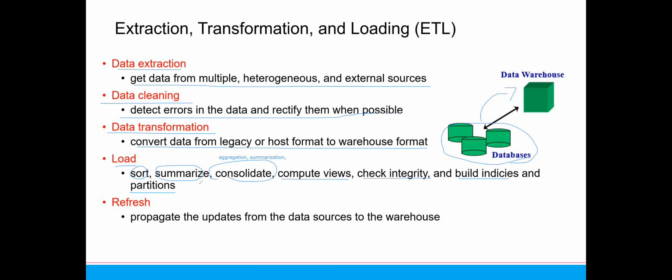Maybe we have 5 until 10 years of data. Okay, let's do the partition by 1 year. So this is 1 year, 1 year, 1 year, 1 year, and 1 year, and so on. We can refresh. It means propagate the updates from the data sources to the warehouse.